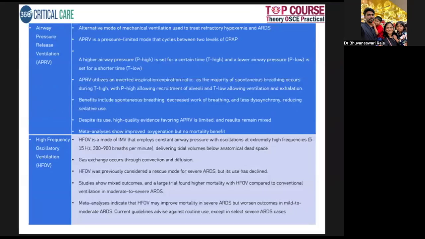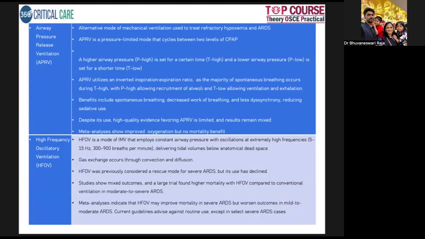Coming on to airway pressure release ventilation, it is an alternative mode of mechanical ventilation used to treat refractory hypoxemia in ARDS patients, where it is a pressure limited mode that cycles between two levels of CPAP. A higher airway pressure, P high, is set for a certain time, and a lower airway pressure is set for a shorter time. It utilizes the inverted inspiration expiration ratio, as the majority of the spontaneous breathing occurs during T high, with the P high allowing recruitment of the alveoli and T low allowing the ventilation and the exhalation.